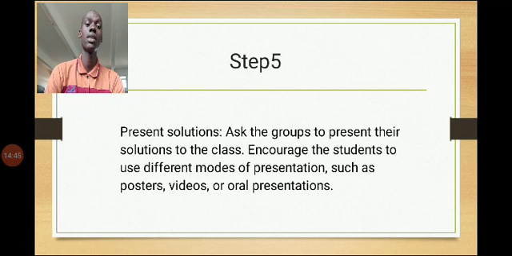They may present their solutions in different ways. They may either make a video or do it orally, in different modes of presenting to the rest of the class. That's all I can talk about presenting solutions to the rest of the class.